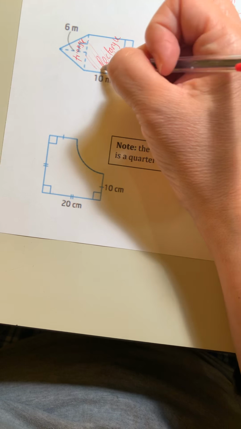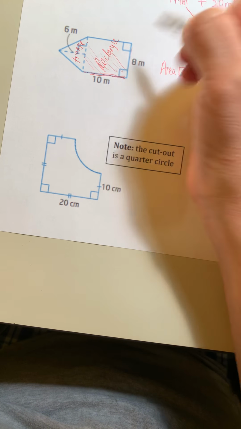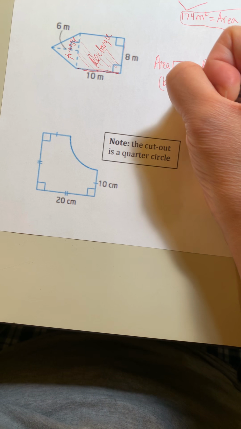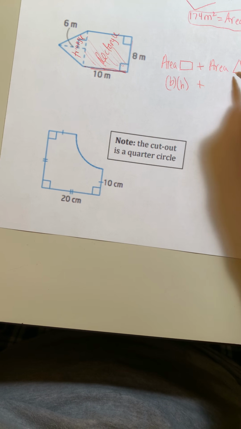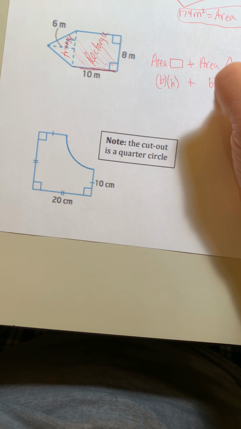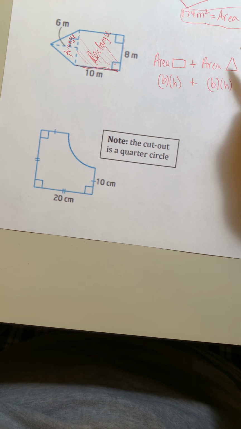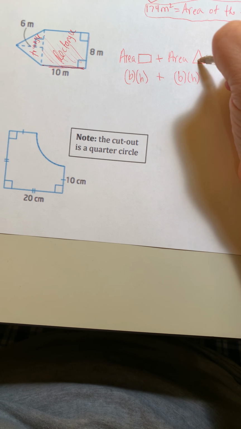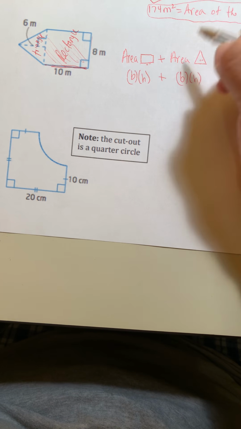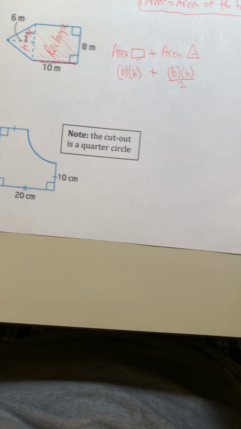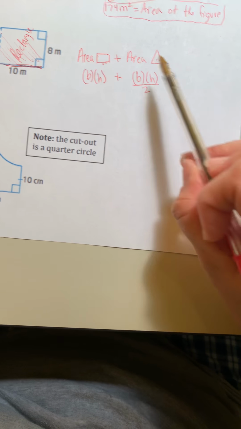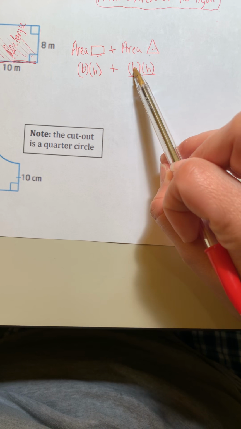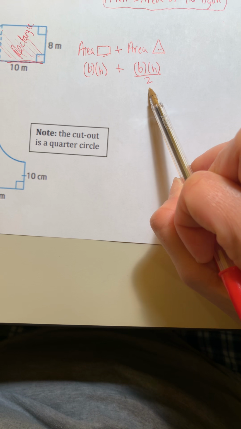So the area of rectangle is base times height. And the area of a triangle is base times height. Same thing, remember? We did this before we left for spring break, but a triangle is half of a rectangle. That's why you divide by 2. So the area of a rectangle is base times height. The area of a triangle is base times height divided by 2.